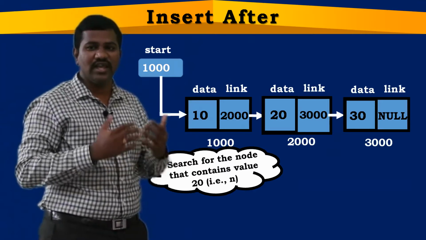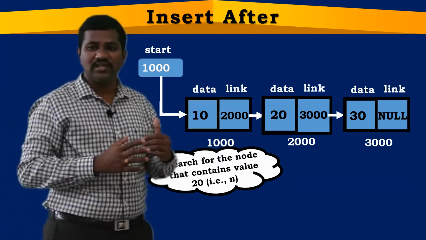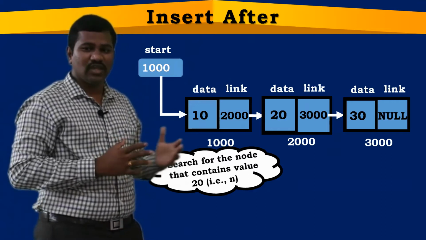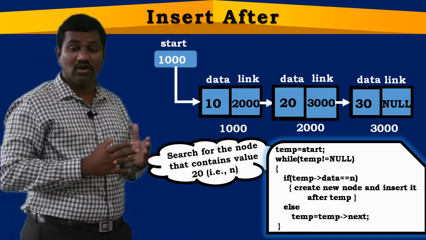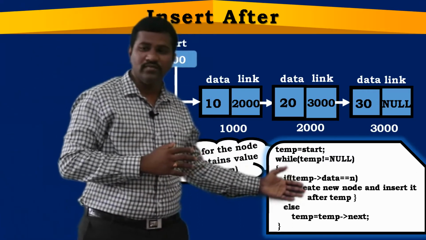list or not. If 20 exists in the list, then we need to insert a new node after 20. If 20 does not exist in the list, then we need to say that no node exists with that value, right? Here 20 exists in the list as a second node. So in order to find whether 20 exists in the list or not, we'll be going with this code, right?